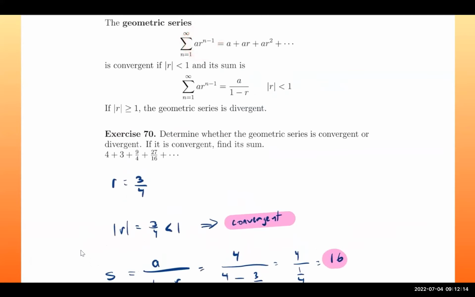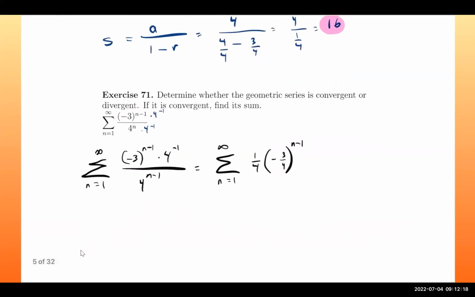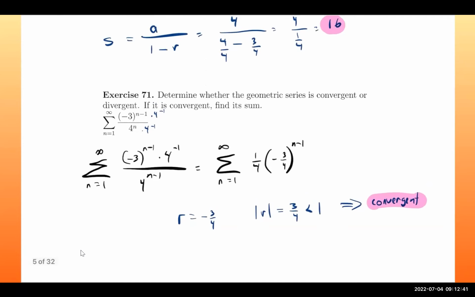It's in the correct form now of a geometric series. And so now our common ratio is negative 3/4. And since the absolute value of r is positive 3/4, and that's less than 1, that implies that this series is convergent. And because it's convergent, we can find its sum again using the same formula as the previous example.